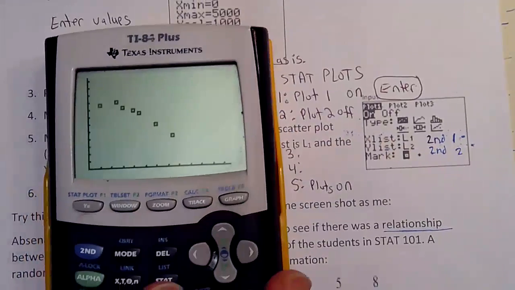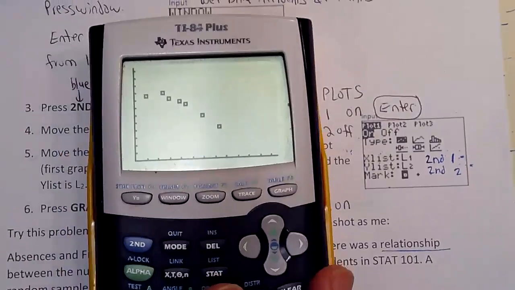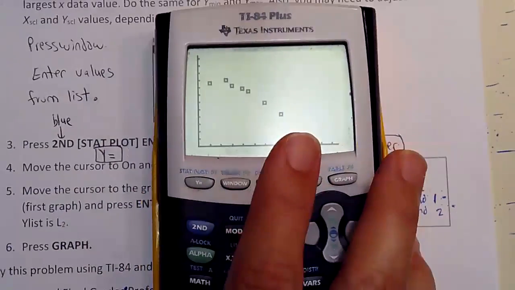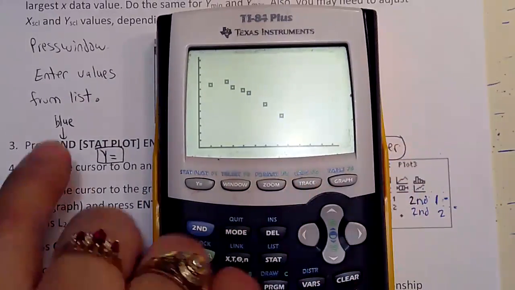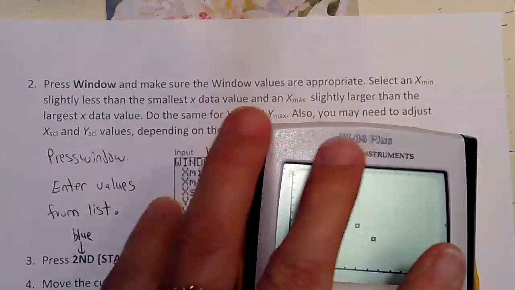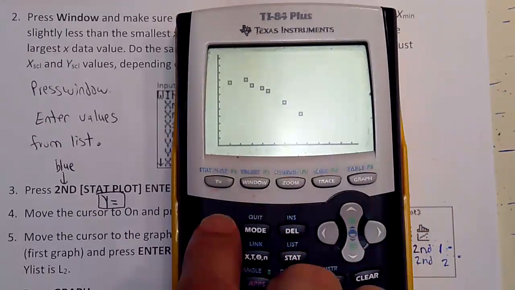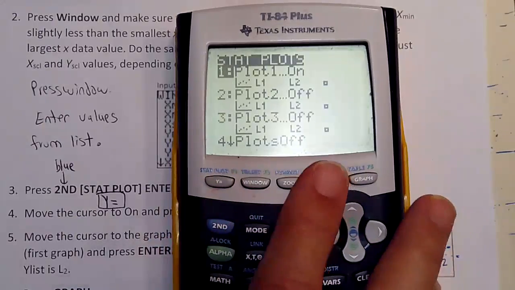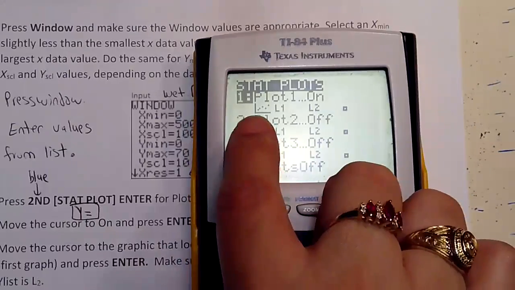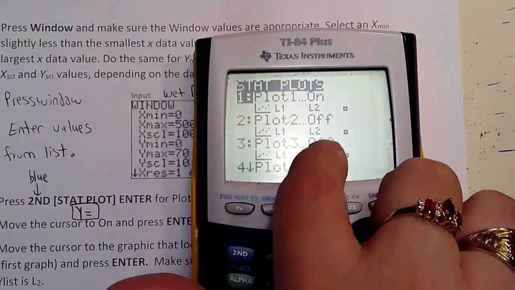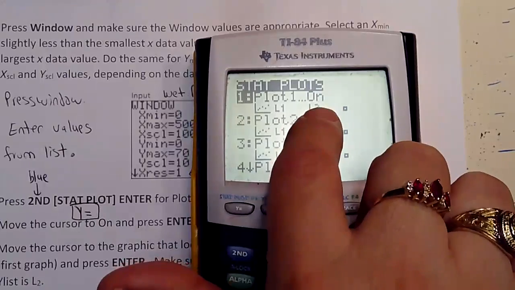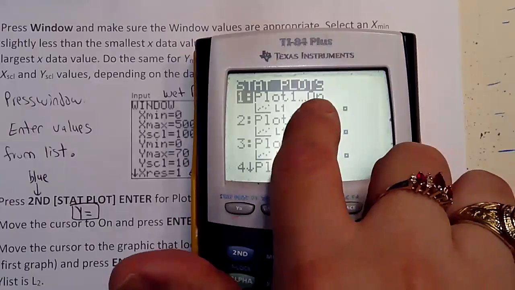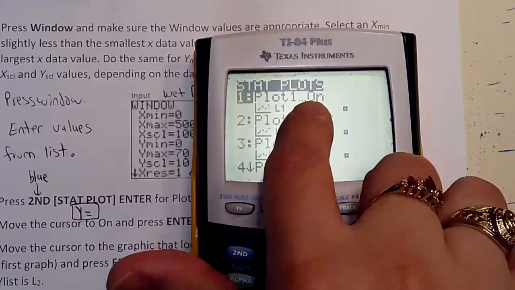And if it does turn off, like on the apps, what you would have to do, after you fix your window, is go to second and then stat plot. If it's off, you need the first one turned on. We're not going to do multiple graphs at a time. We only do one at a time. So you need to make sure that's turned on.